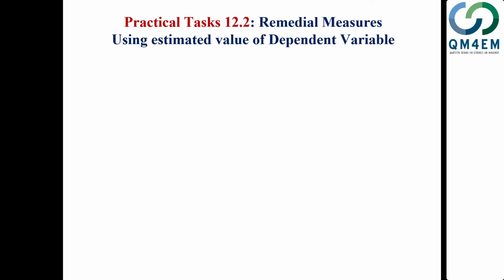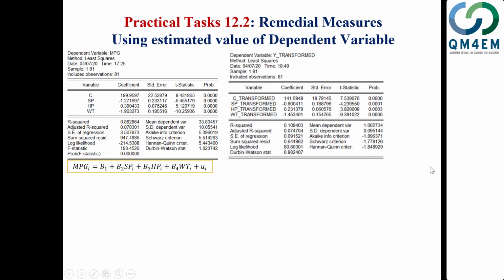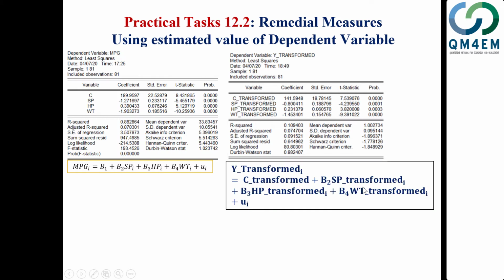Let's discuss this in our slide. So I hope you applied EViews by yourself. Now let's discuss the results. So this was the original model, MPG, B1, B2 SP, B3 HP, and B4 WT. This was the original data when mileage per gallon was regressed on the constant and the three explanatory variables. And this is the output when we transformed the original dependent variable by dividing by the forecasted value of mileage per gallon, and similarly, the transformed values of the explanatory variables and the constant. So this is the model which I asked you to estimate.